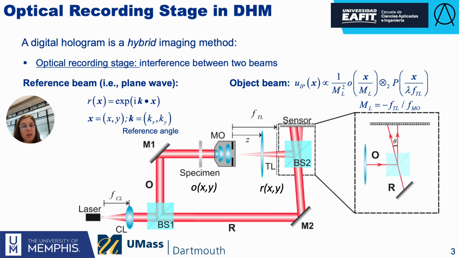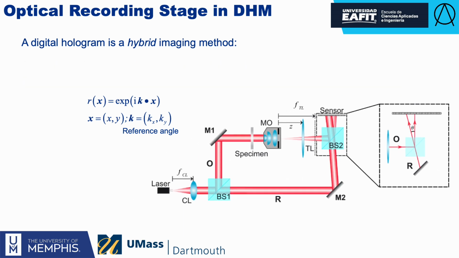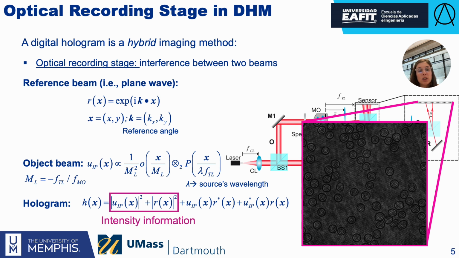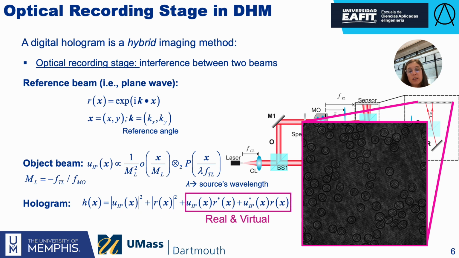And here is where you record. The sensor records the hologram. The hologram is the summation of the intensity information of the object and the reference, and then you are going to have the real and the virtual images. It's just the multiplication of the complex distribution of the object and the reference, conjugating one with respect to the other.